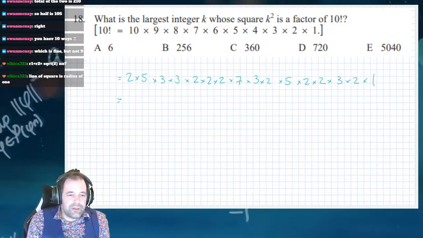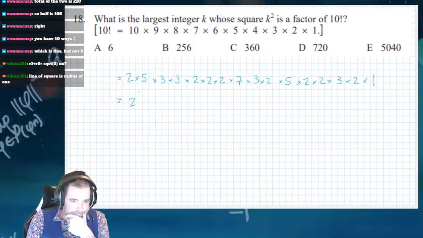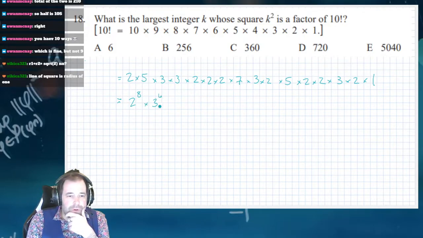So we're doing this, and then what we're going to do, we're going to count how many of each one we've got. So the 1 doesn't matter, because 1 is a factor of everything. So we're going to count how many 2s we've got. We've got 1, 2, 3, 4, 5, 6, 7, 8. How many 3s we've got? We've got 1, 2, 3, 4. How many 5s have we got? We've got 2.